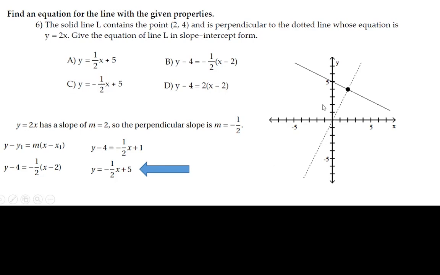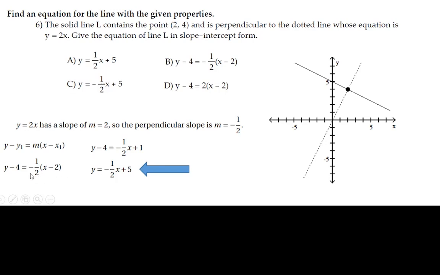Well, the dotted line, y = 2x, has a slope of m = 2. So the perpendicular slope would be the opposite reciprocal. The opposite reciprocal of 2 is -1/2. So we can start with point-slope form. y - y1 = m(x - x1). Plug in -1/2 for m. Plug in the point (2, 4) for x1, y1. That gives us y - 4 = -1/2(x - 2).